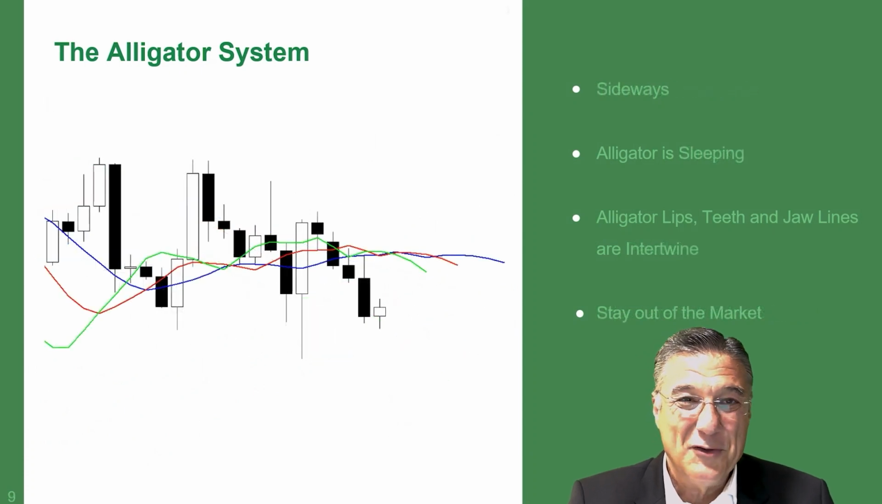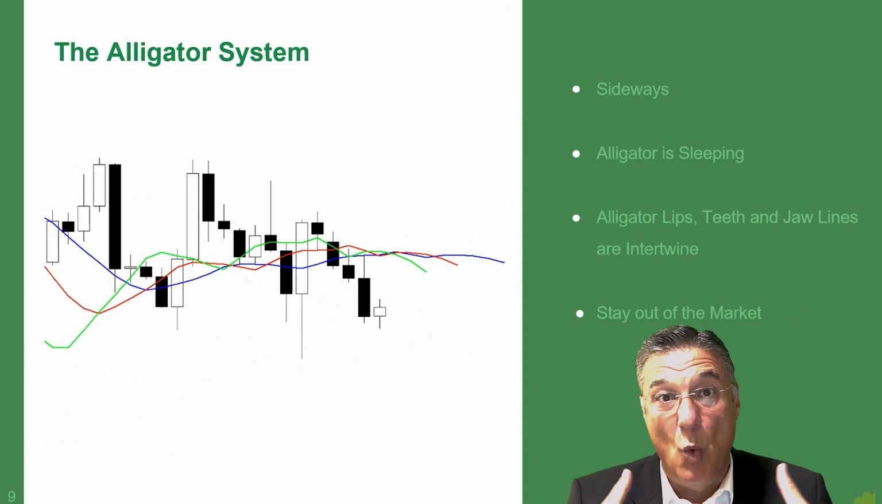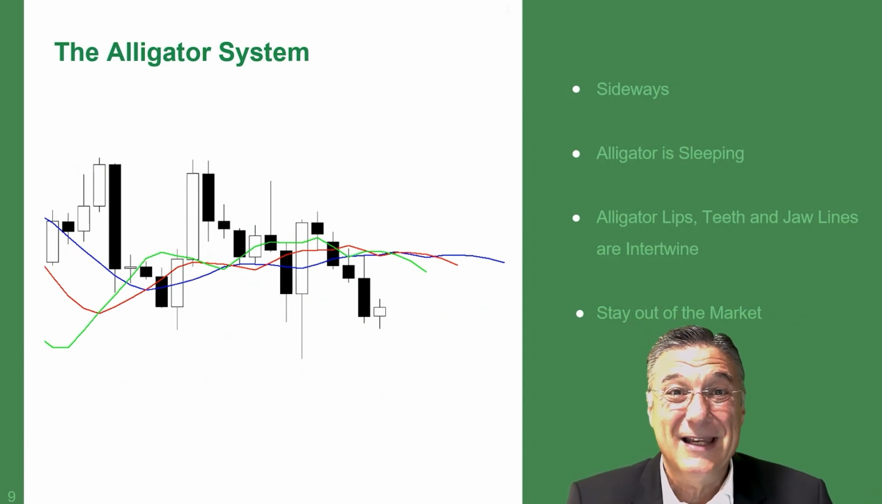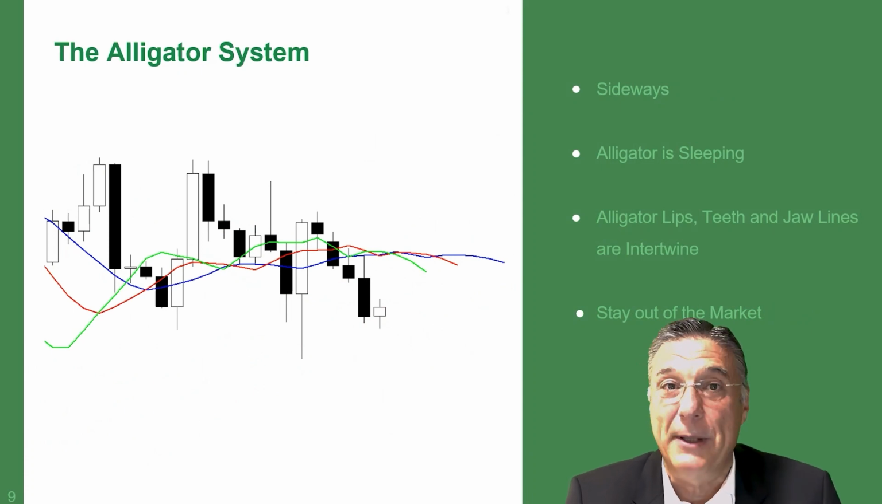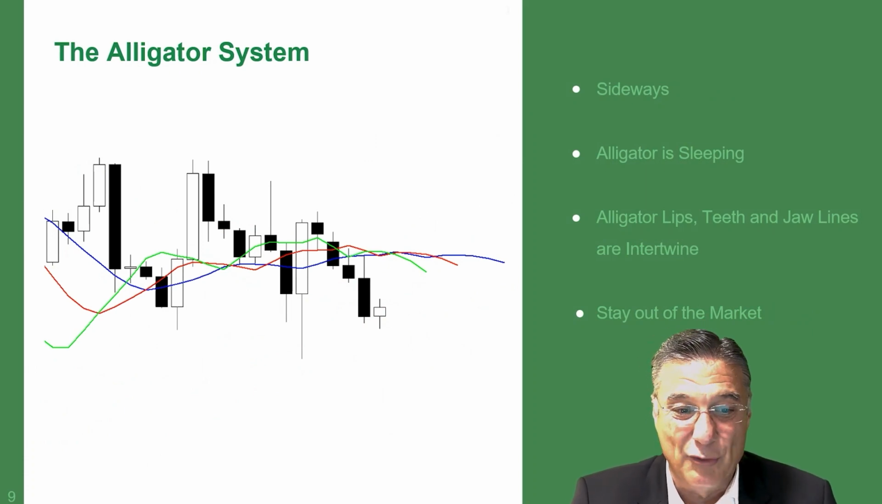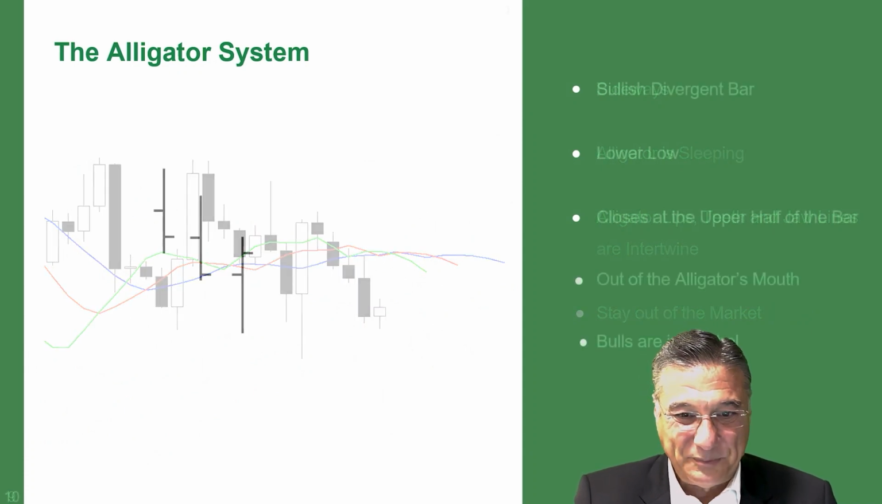And of course, when the 3 moving average lines, they are mixed up, they are intertwined, they look like a spaghetti, if you wish, then we are in a sideways market, and the alligator, we can assume that he is sleeping. And when he's sleeping, then it might wake up anytime, and that's too risky to be around. Good. So what I'm saying is stay out of the market when you identify a sideways market.